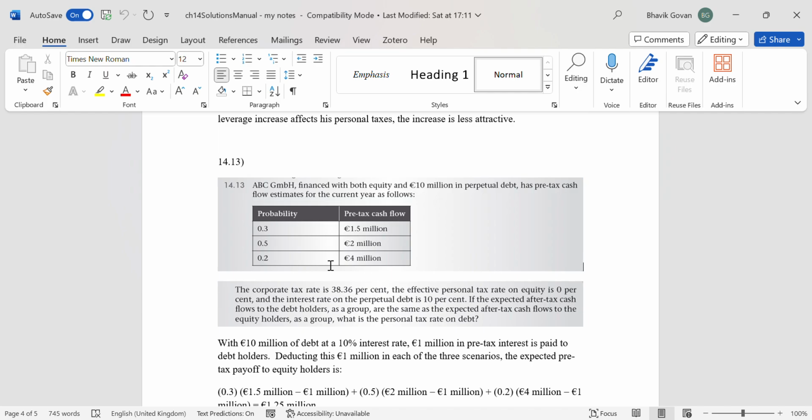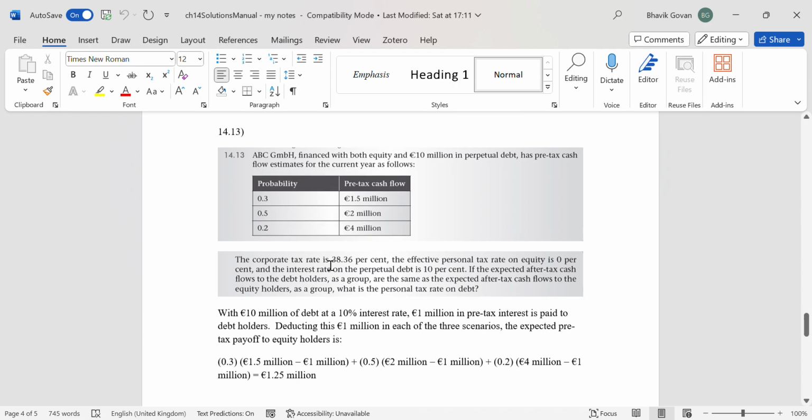The corporate tax rate is 38.36%. The effective personal tax rate on equity is 0%. The interest rate on perpetual debt is 10%. If the expected after-tax cash flows to the debt holders as a group are the same as the expected after-tax cash flows to the equity holders as a group, what is the personal tax rate on debt?